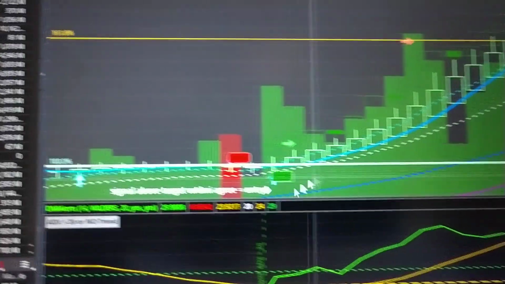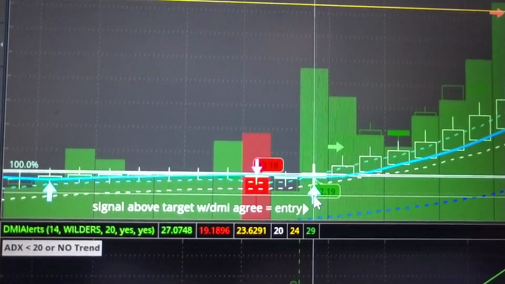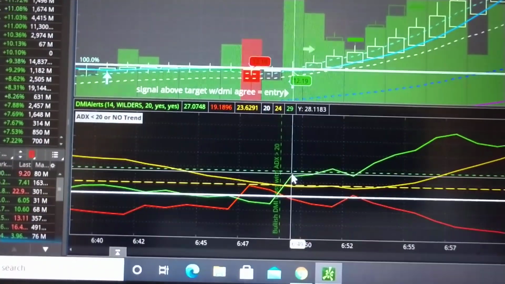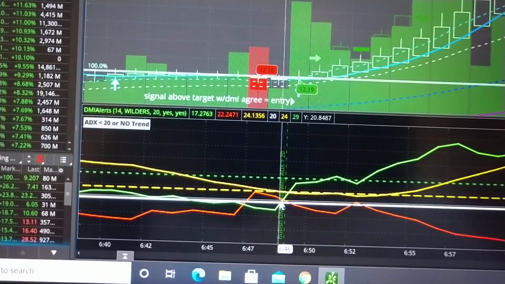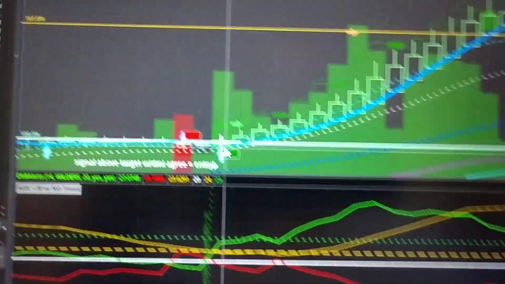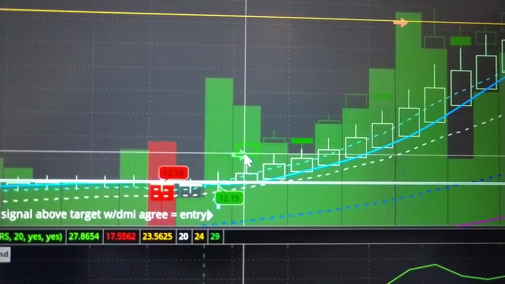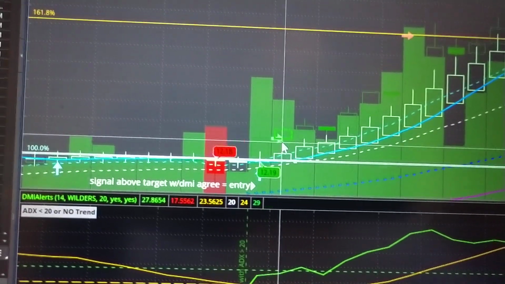My main signal is this blue arrow right here. And I like to confirm that with what's going on down here. As long as green is above everything, or as long as yellow is not pointing down and red's below everything, this is a valid signal. And so here we are. This was my entry, this green arrow on this candle right here, because I actually had my signal here, but I like to confirm sometimes.